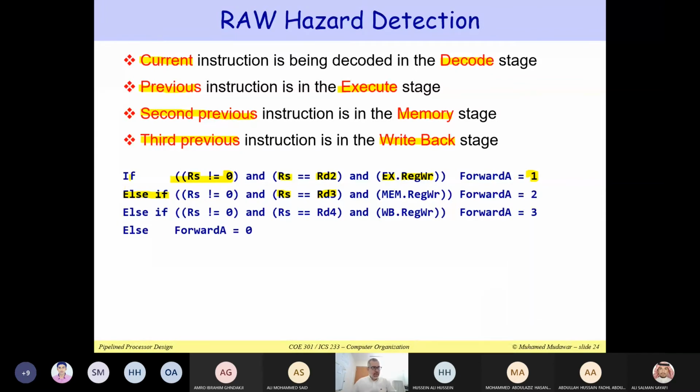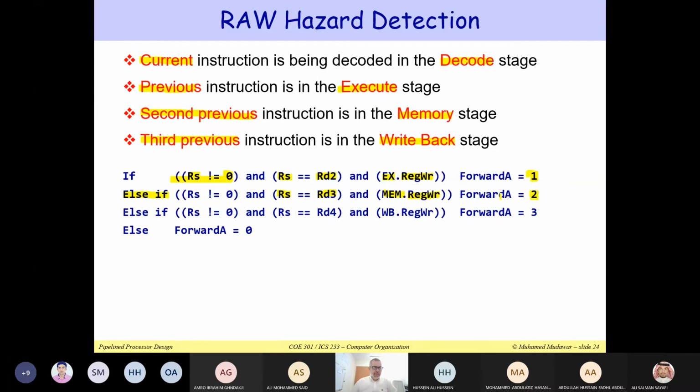So this is why we write it as if, else if, else if, else. If RS matches RD2, this is the closest instruction, that was just the previous, then in this case we choose forward A equal to 1. If it's equal to RD3 and we are writing to RD3, notice that we have register write here in the memory stage, then we use forward A equal to 2.